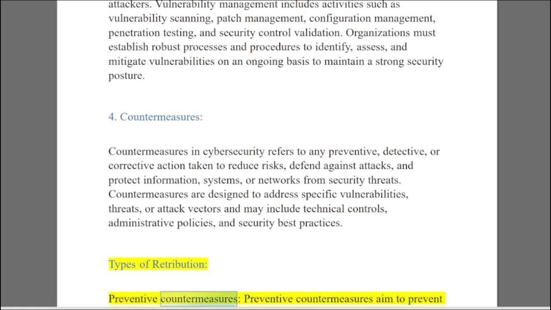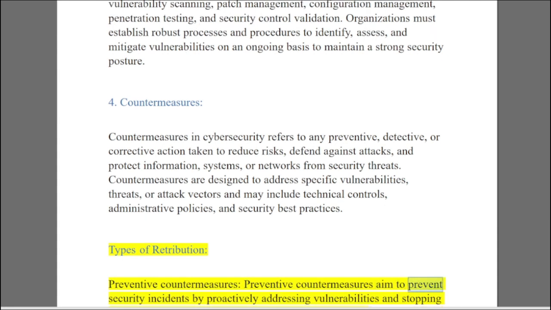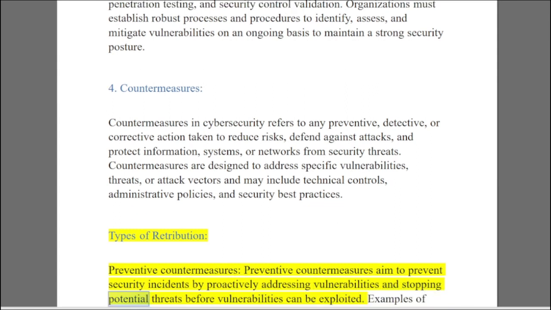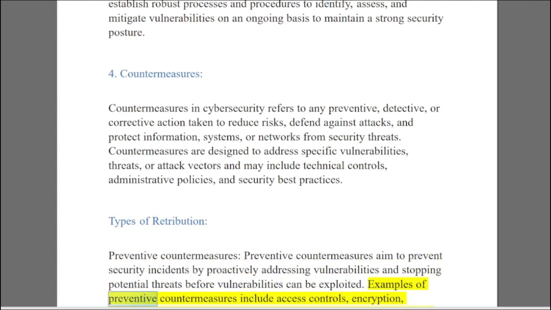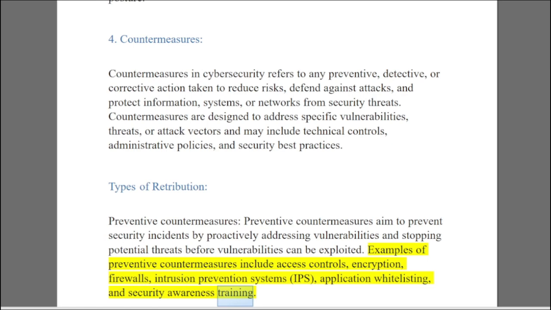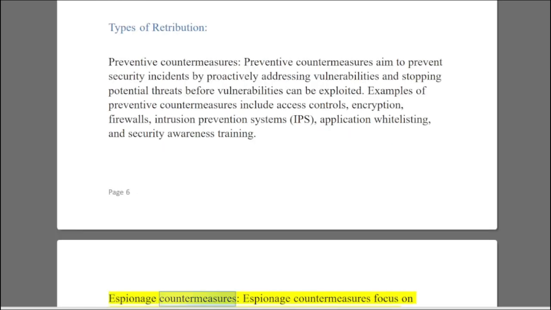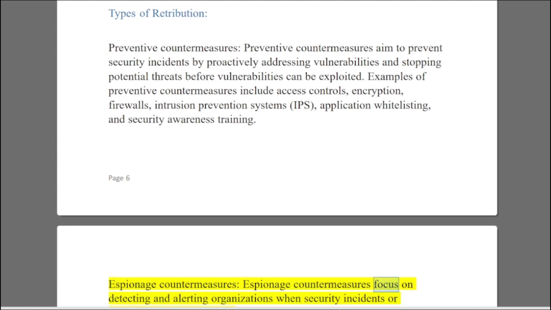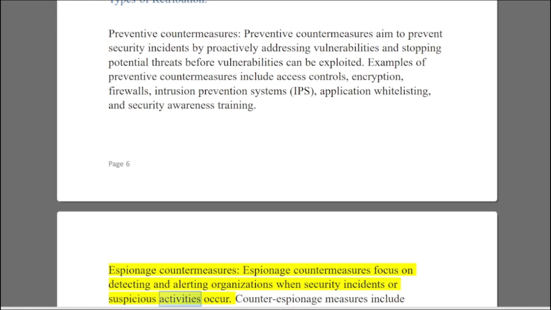Preventive countermeasures. Preventive countermeasures aim to prevent security incidents by proactively addressing vulnerabilities and stopping potential threats before vulnerabilities can be exploited. Examples of preventive countermeasures include access controls, encryption, firewalls, intrusion prevention systems, IPS, application whitelisting, and security awareness training.